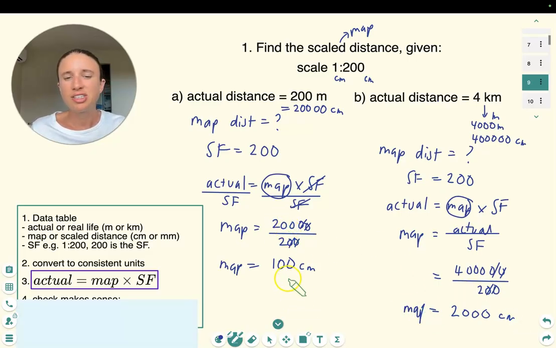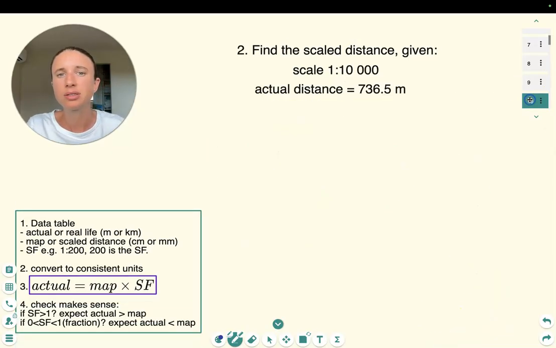Now, it just depends what they might want you to answer in, okay? Maybe they want you to answer in meters. It's a few less zeros, okay? So that would mean 20 meters on our map would be 4 kilometers. So these scales are a little bit out.